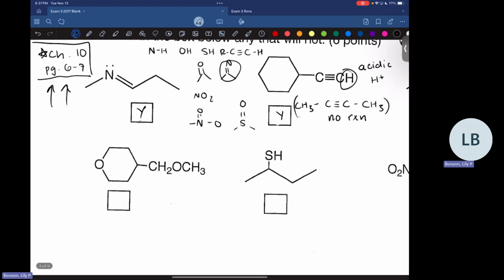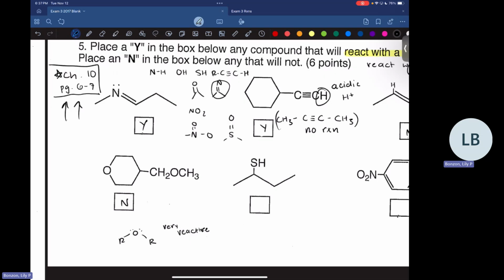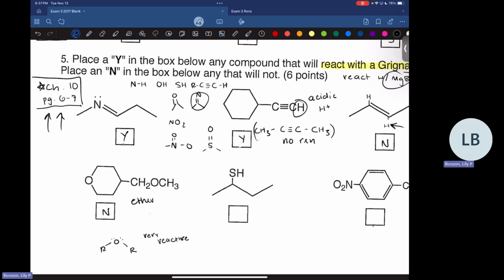For the bottom left, we have what's called an ether. So ethers are going to be oxygens that are bonded to a carbon on each side. And so ethers are pretty unreactive. They're just chilling and doing their own thing. And there's not a hydrogen that's directly attached to the oxygen to make an acidic proton. So this one is also going to be a no. So ethers, unreactive with Grignard.